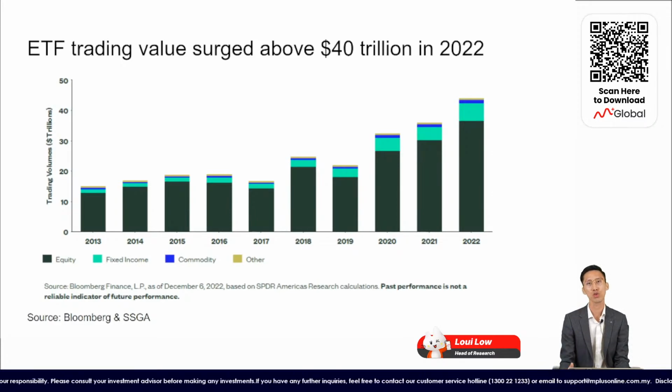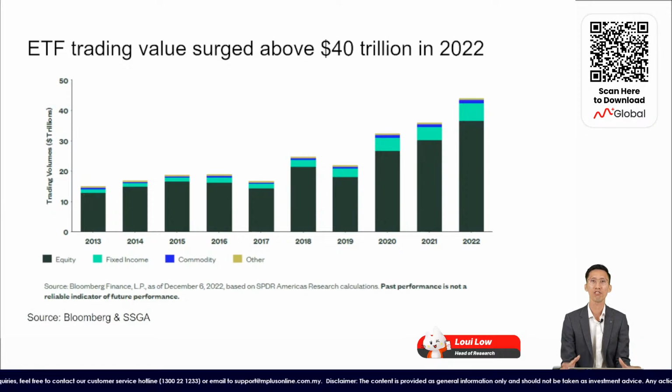It's a growing trend that ETF trading value has surged to more than 40 trillion in 2022. So this is coming from 10 years back. It was just about 15, 16 trillion. But right now it has surged to 40 trillion. So what does it mean?